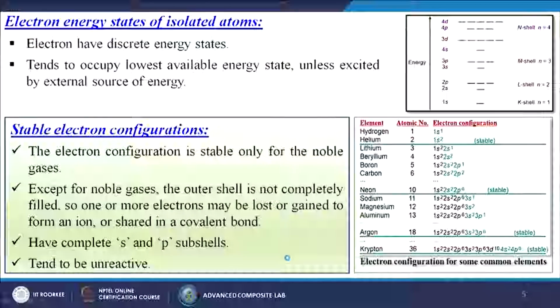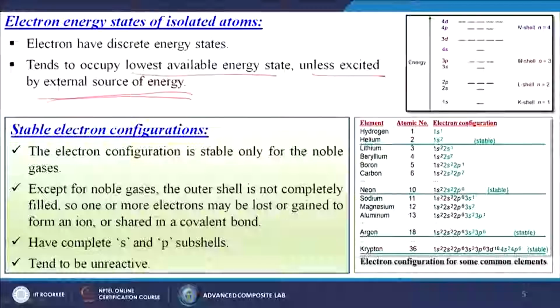Now we are going to discuss the electron energy states of isolated atoms. Electrons have very discrete energy states and tend to occupy the lowest available energy state unless excited by an external source of energy. We have to give energy to the electron so that it can jump from the lower level to the higher level. This is the energy level diagram: 1s is the K shell where n is equal to 1, and as we increase the energy it goes up to 4p or 4d, which is the N shell, that is, n is equal to 4.